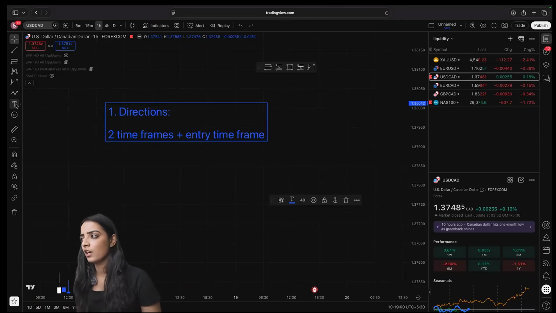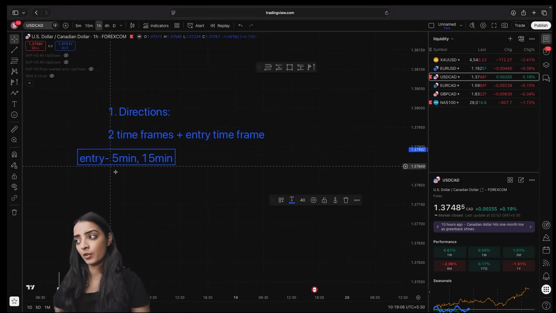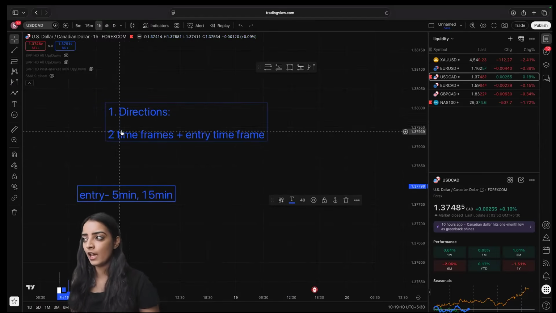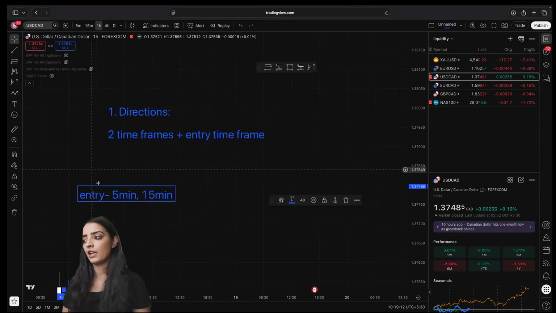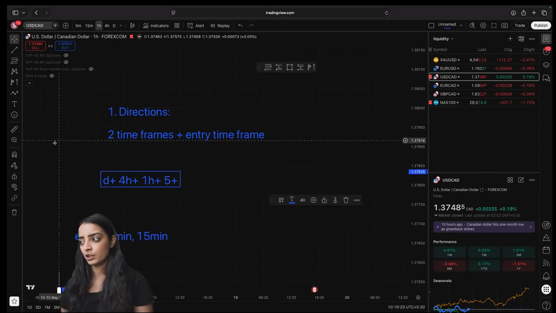Now, what is the entry time frame? We take entry on either the 5-minute time frame or the 15-minute time frame. So one of these should be there for entry, and for the other two time frames we need alignment. Let's say the daily time frame is bullish, the 4-hour is bullish, the 1-hour is bullish, and the 5-minute is bullish.